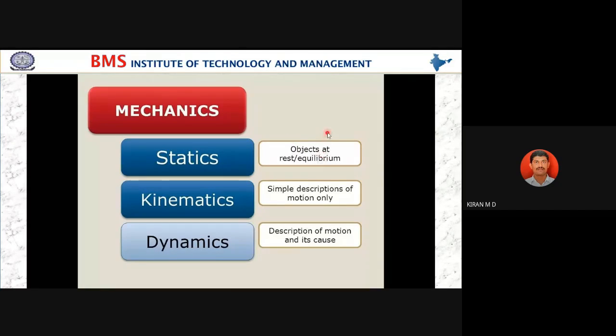For example, I will come to the same stress concept. What is stress actually? Define stress. Anyone? Load per unit area, sir. Yeah, but that is not stress. Actually, load per unit area we consider to be pressure.